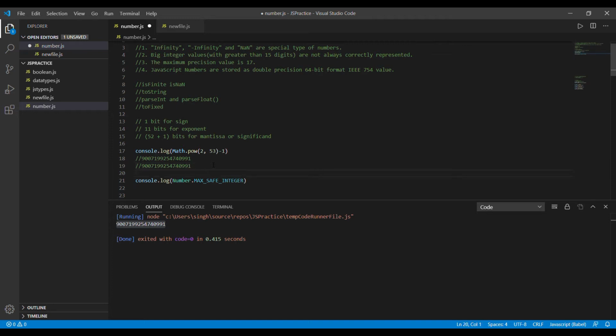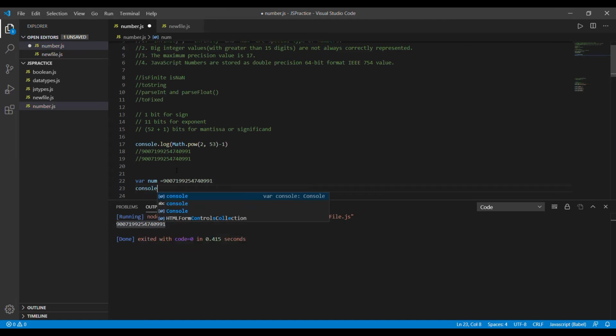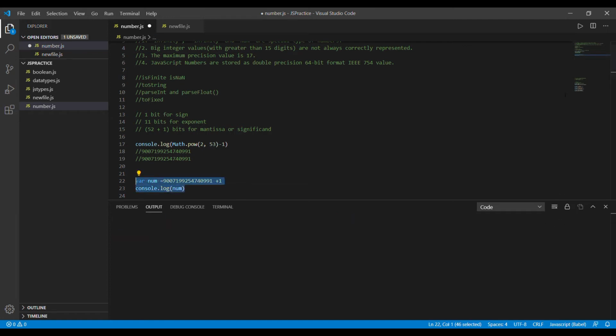So we will go through one example here. Let's take this number itself, the maximum integer number, and I will assign it to num equals this, and I'll console.log num. But before we do that, let me try to add 1 to this number, and let's see what happens. So okay, this has successfully added the number, and it is also being represented correctly by JavaScript.